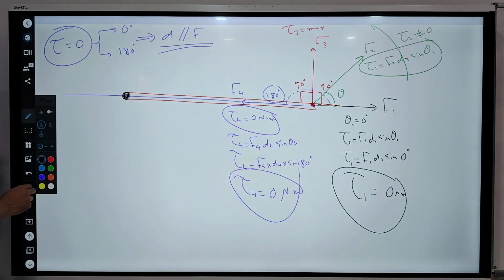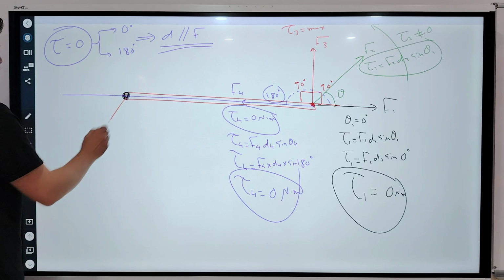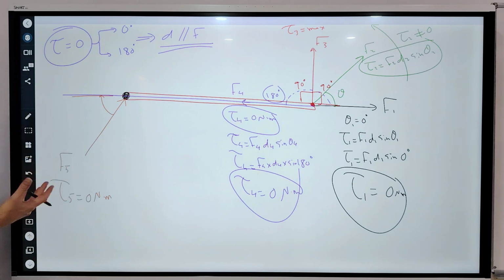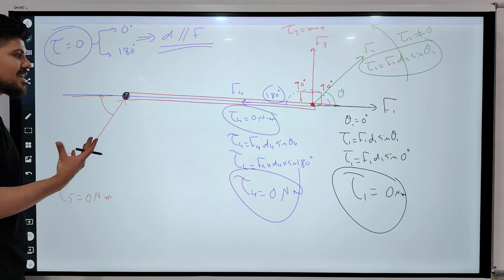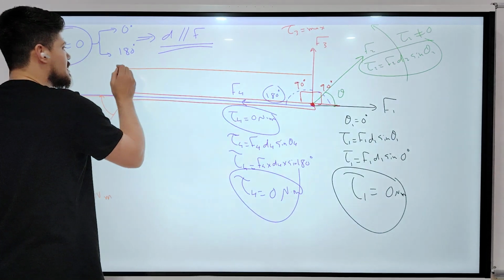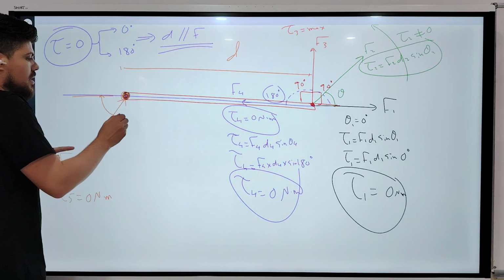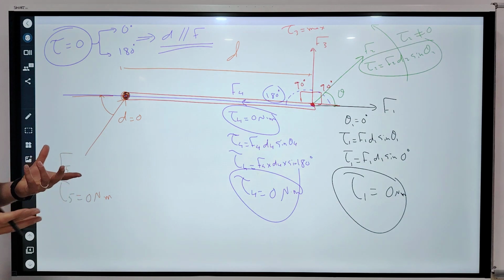Another example: the fifth force, if the force is applied on the axis of rotation. This is force number 5. The torque is also equal to 0. Why? Do we have force? Yes. Do we have angle? Yes. Is the angle parallel? No, the angle is not parallel. And also we have force, but we don't have distance. In the previous examples, we have a distance. Be careful. When the force is applied on the axis of rotation, D is equal to 0.